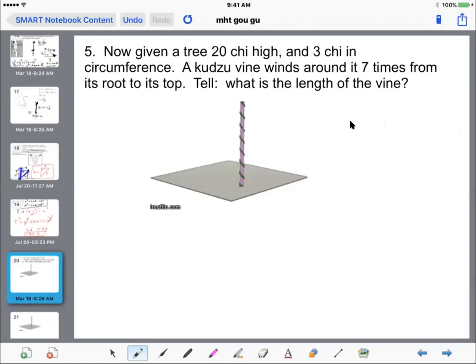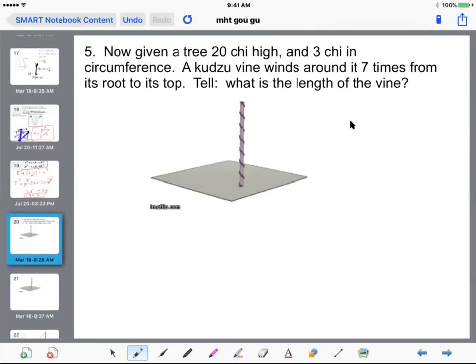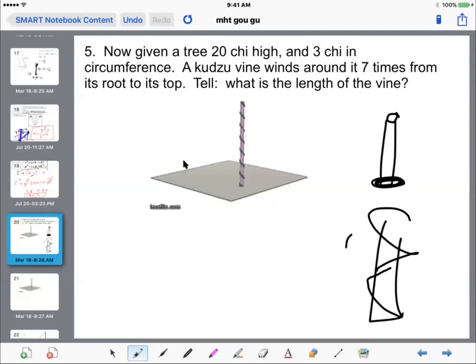Well, let's see if this animated thing works. Ready? Check this out. Again, the tree's 20 chi high and 3 chi in circumference, and you see that vine winding around it. It just doesn't seem that possible. Now, imagine this was the situation and it was just on the bottom, 1, 2, 3, 4, 5, 6, 7. In that case, how long would the vine be? If it wasn't winding around, like snaking its way to the top, what would it be?